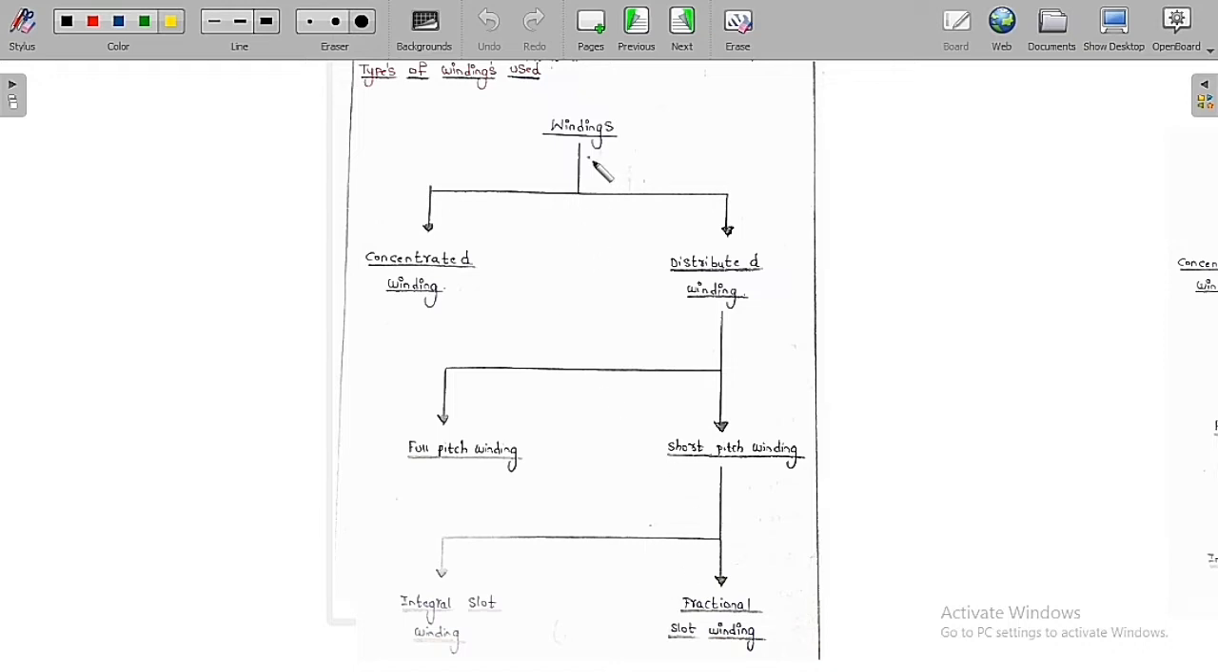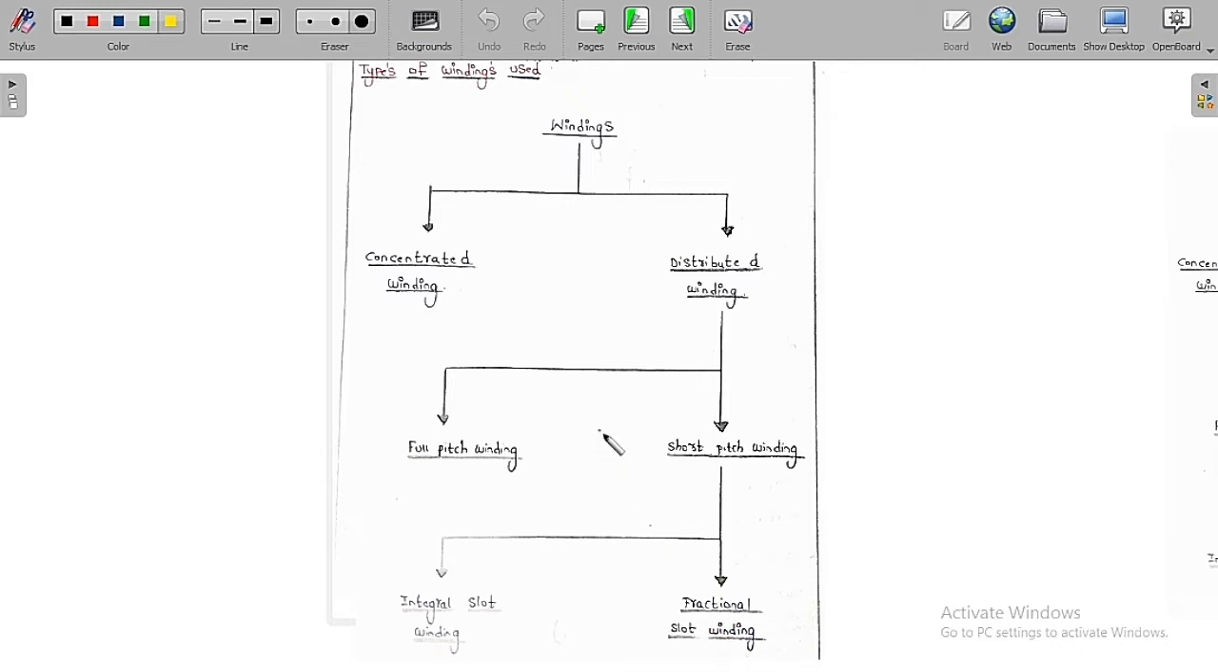The windings are classified into two main types: the concentrated winding and the distributed winding. Concentrated winding is mainly used in the transformer, and distributed winding is used in the remaining machines except the transformer. Distributed winding is again classified into full pitch winding and short pitch winding. Short pitch winding is again classified into integral slot winding and fractional slot winding.